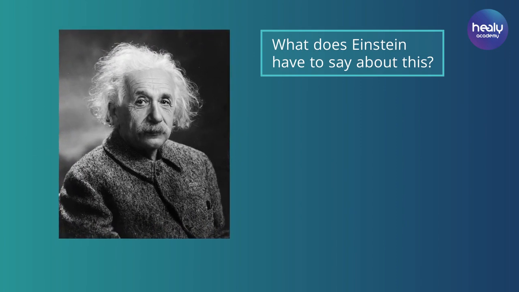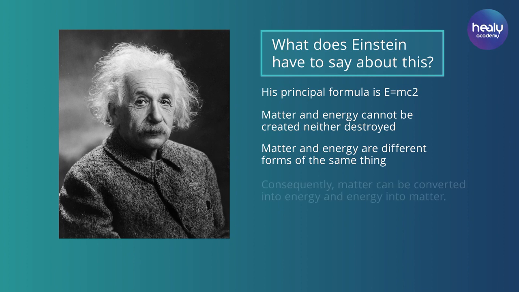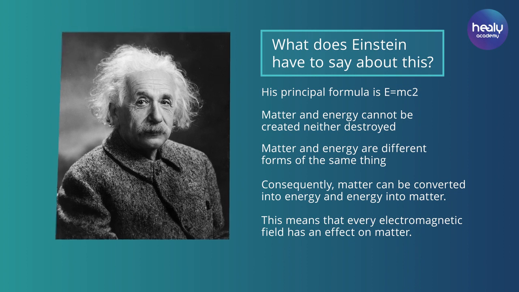What did Einstein have to say about this? Albert Einstein also described this relationship between matter, the speed of light, and energy in his famous formula, E equals mc squared. He goes on to explain that matter and energy can never be destroyed or created, but represent different forms or states of the same thing that can be transformed into each other. Consequently, electromagnetic fields also have an influence on matter and thus on you.